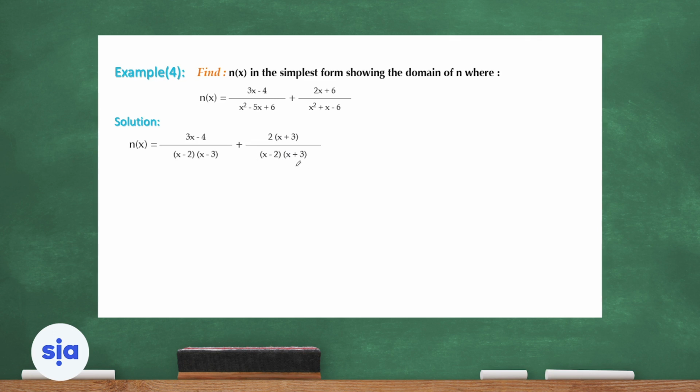Before you cross out, before you simplify, before you combine, you need to find the domain. So the domain in this case is all real numbers except for the 2, the 3, and the negative 3. After we get the domain, now we can simplify to be able to get the same denominator in order to add the fractions. So here, the x plus 3 is crossed out with the x plus 3.